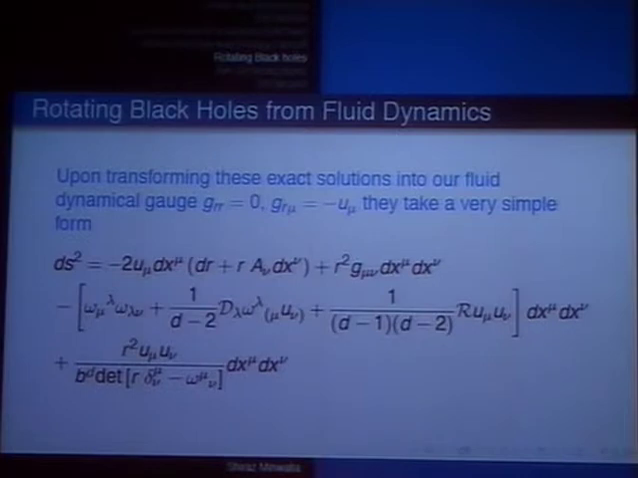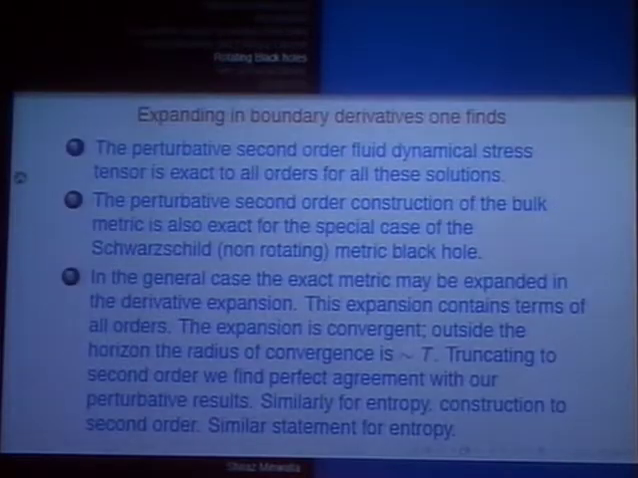So the first thing we did was to take these solutions, work out the temperature and velocity that correspond to these solutions using our general prescription, and then take the solutions and rewrite them in our gauge in terms of this velocity and temperature, or just the velocity actually. And it turns out that these complicated looking solutions look very simple when rewritten in this gauge and in these variables. Okay, so this is an exact result for the metric of these black holes. Then you can take this exact result and study it.